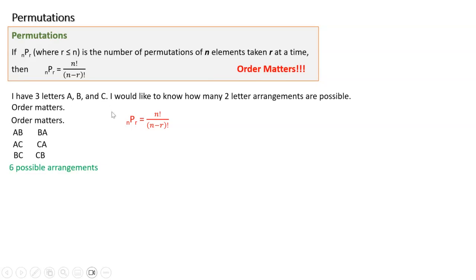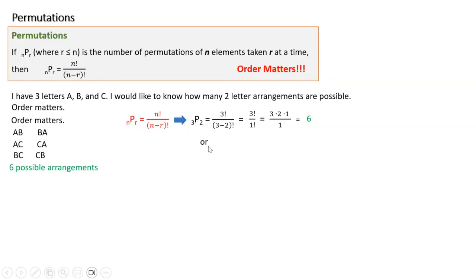Now, how do we use the formula? The number of elements is 3, and you want 2-letter arrangements, so it'll be 3 permutation 2. It's going to be 3 factorial over 3 minus 2, which is 1 factorial. So the answer will be 3 times 2 times 1 over 1, which is 6. You see, guys? The first way was visual, and this is by using the formula.